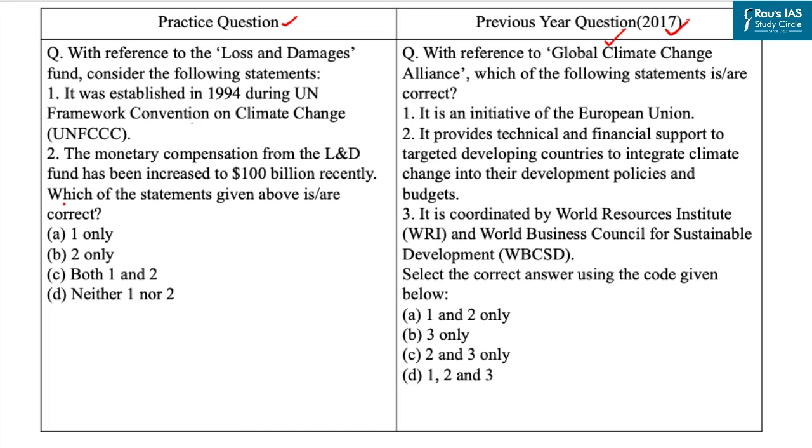Here you have to find out the correct statements with reference to the loss and damages fund. The first statement is, it was established in 1994 during UN Framework Convention on Climate Change. Now, as you know, UN Framework Convention on Climate Change 1994 acknowledges the differentiated responsibility of nations. That means it makes it clear that rich countries must provide both the finance and the technology to developing nations to help tackle climate change. However, UN Framework Convention on Climate Change does not mention loss and damage. So with this, our first statement is incorrect.